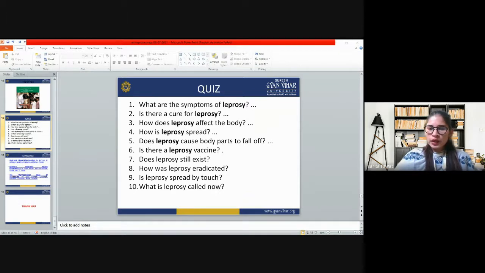So when we talk about how leprosy is eradicated, the basic simple answer is by taking proper care of the patient, not discriminating against them, and using multi-drug therapy for the patient.